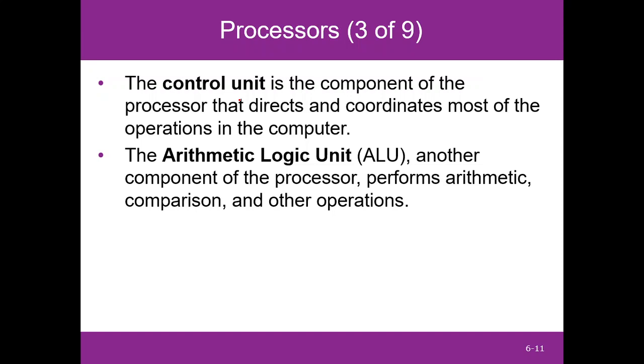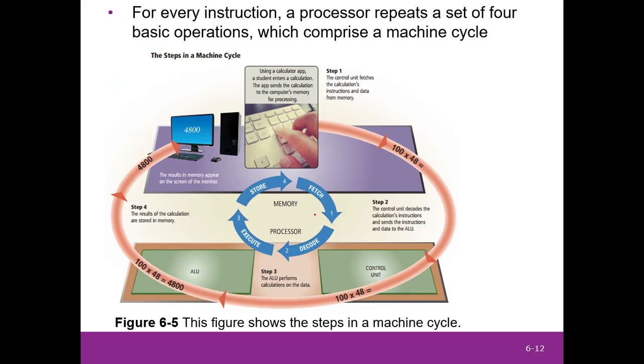Okay, the ALU performs arithmetic and logical operations, comparison and other logical operations. So these operations are carried out by the arithmetic and logic unit of the microprocessor. Okay, so for every instruction, this is the minimal sequence that needs to be carried out. These are the minimal four steps that have to be carried out if a processor has to execute an instruction.